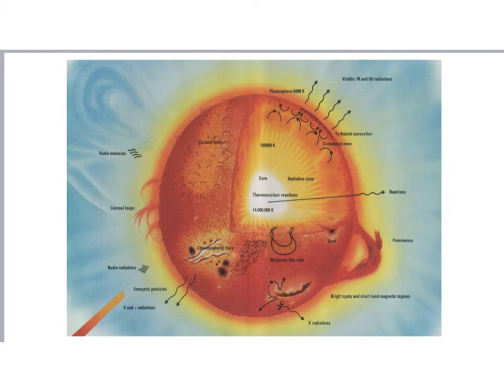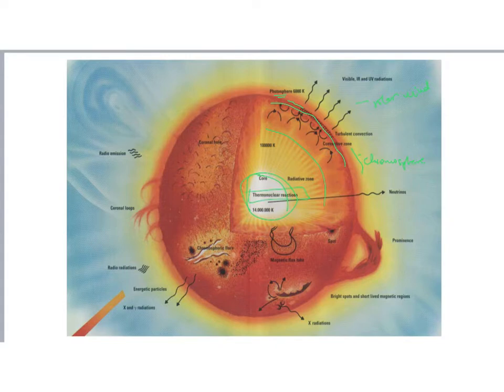So we've just seen what the sun looks like in its interior. We talked about its different layers: the core, the radiative zone, the convective zone, and then the photosphere, the chromosphere, and then the solar wind, right?